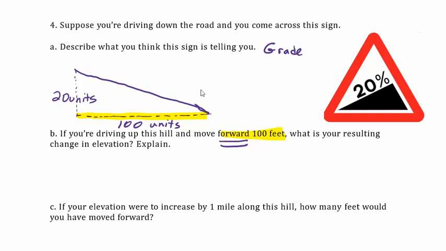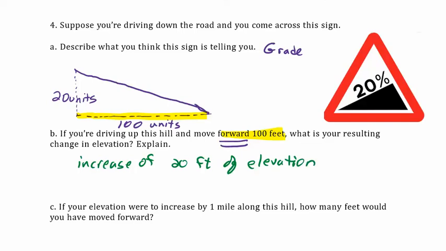Okay, so if we move forward 100 feet, what is your resulting change in elevation? Well, if you're going uphill, then you're going to have an increase of 20 feet of elevation for every 100 feet you move forward.